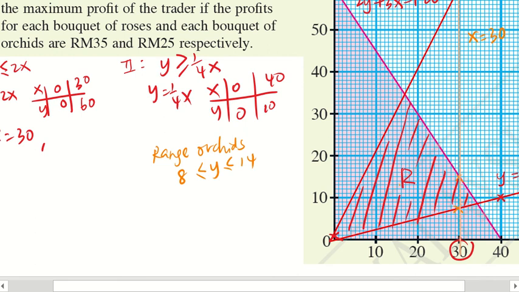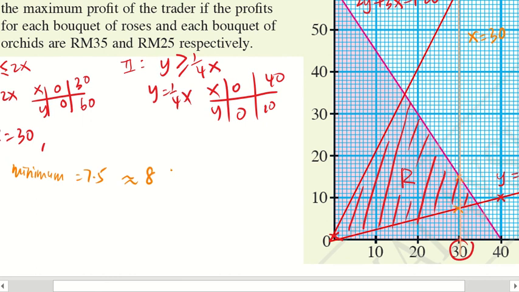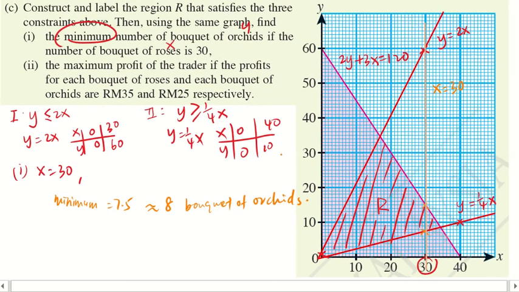But now the question wants to find the minimum. The minimum is 7.5, but the question wants a whole number, so it cannot be 7.5. Our number must be a whole bouquet of orchids. Okay, the minimum. Then we go back here.